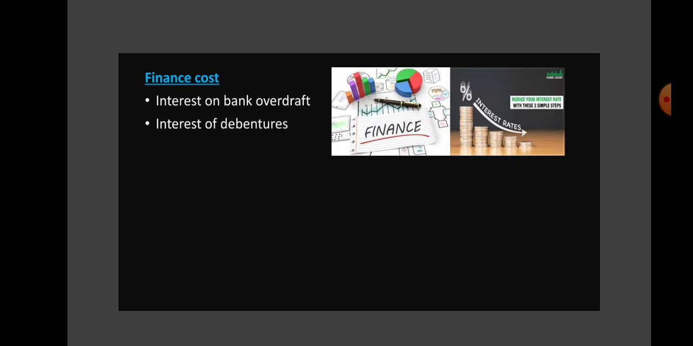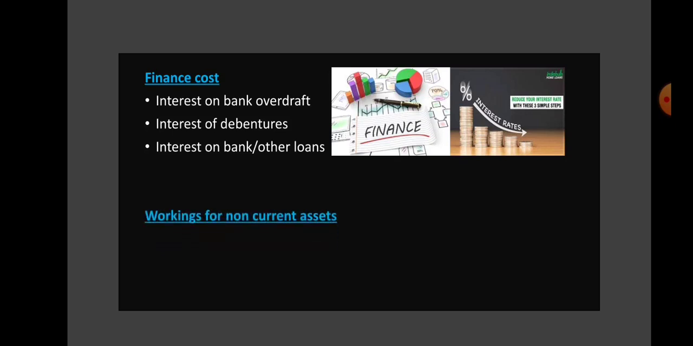Then next, coming to finance cost. Whenever we borrow a finance, we need to pay interest. So how much is the interest rate? What is the interest prevailing? That depends upon the market forces. So it could be interest on bank overdraft, interest on debentures, interest on bank loan, or even the amount we are spending in order to borrow the finance is also coming under finance cost. So these are the workings.